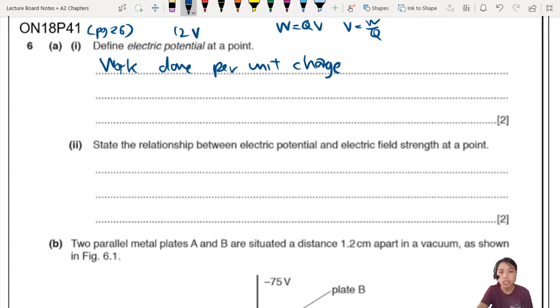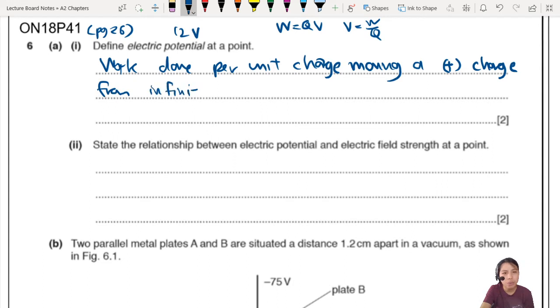So work done per unit charge moving a positive charge, I write a plus sign, from infinity to a point. Wow, where does this idea come from? What is infinity? Hang in there. You will learn more about where this comes from in the next video after this example, about electric potential and electric potential energy. So the main idea here is 2 marks.